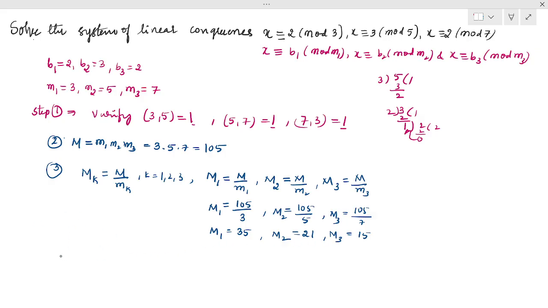So after 3 steps, the 4th step is we need to consider a linear congruence. What is the linear congruence we need to consider? We can write: consider a linear congruence of the form Mk x is congruent to 1 mod small mk. Okay, fine.